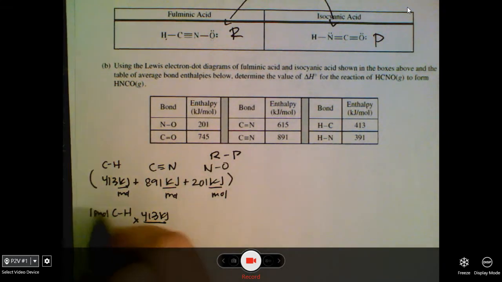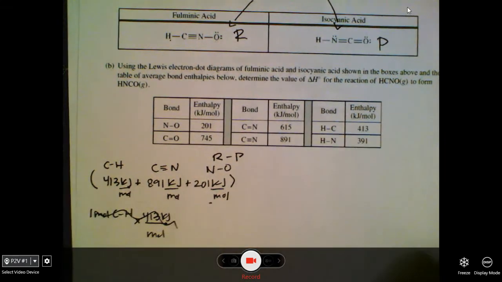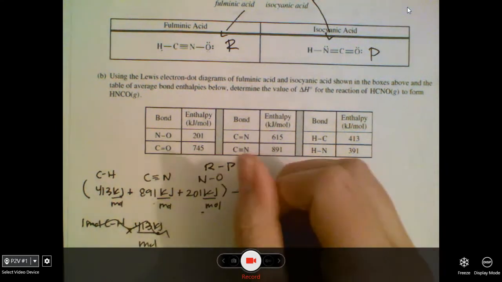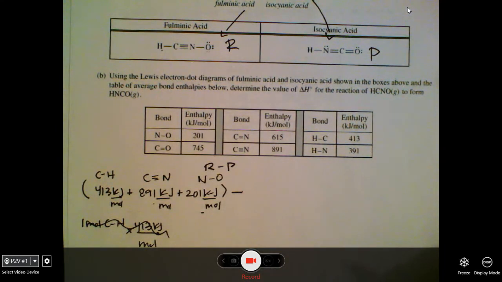So to break a mole of the C to H bonds, I've got to put in 413 kilojoules. To bust up all of these triple bonds, I need to add another 891 kilojoules. And then to break those N to O bonds, I have to have 201 kilojoules coming in. Now, is that how it happens in reality? Maybe not quite, but the math is what we're going to follow here. So those are my reactants.